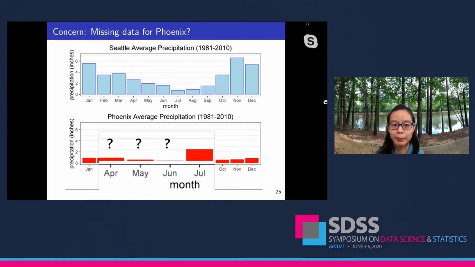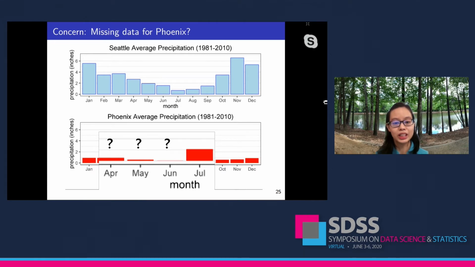But some people with low vision may not be able to see the precipitation bars of April, May, and June for Phoenix. And they may have concerns about missing data. Is there any data over there? This can also happen when we print this graph on a poster and then people read the graph from a distance. They may not see the precipitation bars when they are too small.